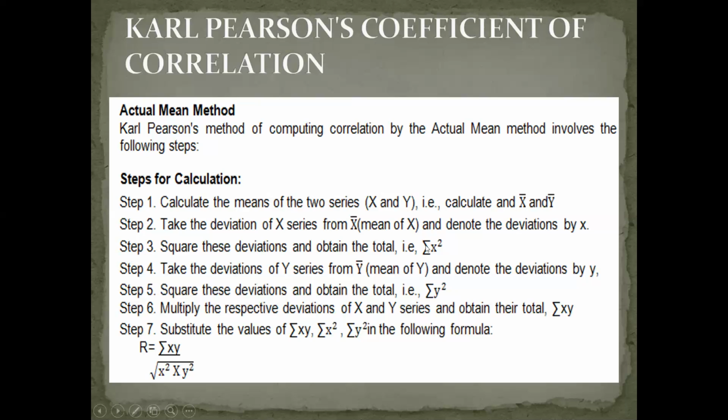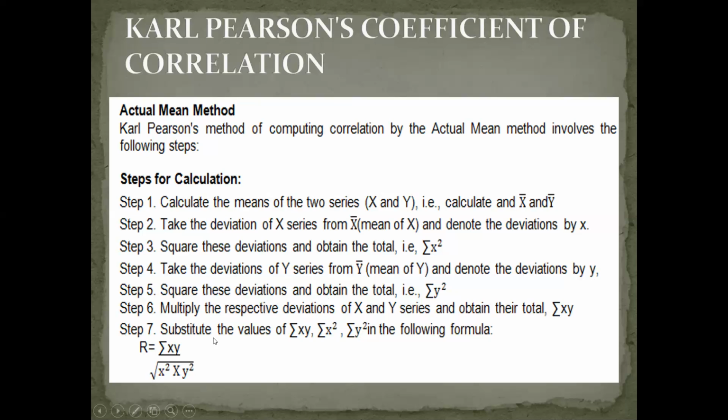That is, we are going to get the summation of small x square. Fourth step is take the deviations of y series from mean of y and denote the deviations by small y. Fifth step, square these deviations and obtain the total, that is summation of y square, small y square. Sixth step, multiply the respective deviations of x and y series and obtain their total, that is summation xy.